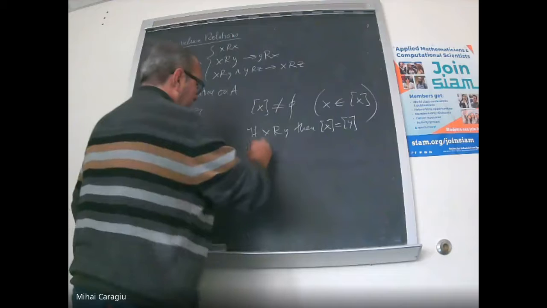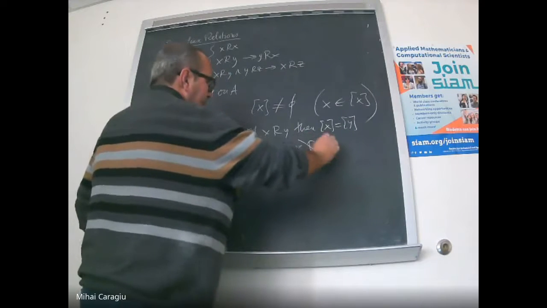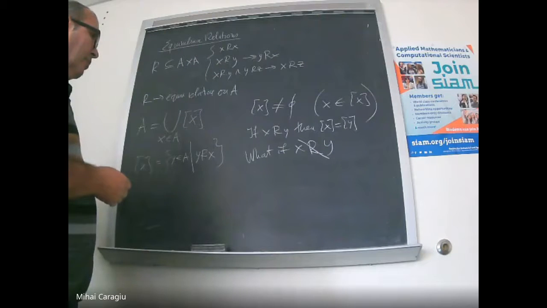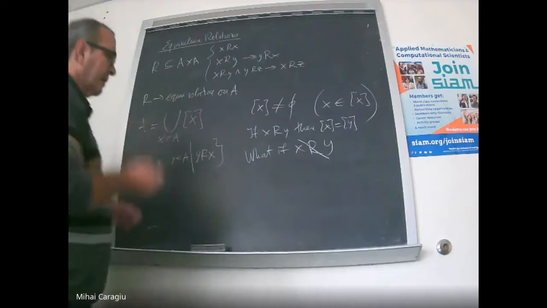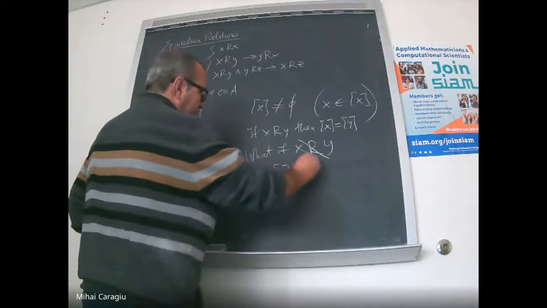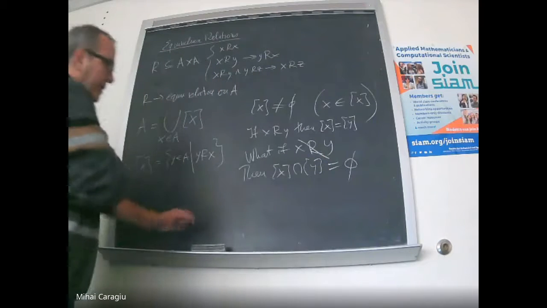What if X is not related to Y? Then the block of X and the block of Y do not intersect. Then the block of X intersection with the block of Y equals empty. How to prove this?